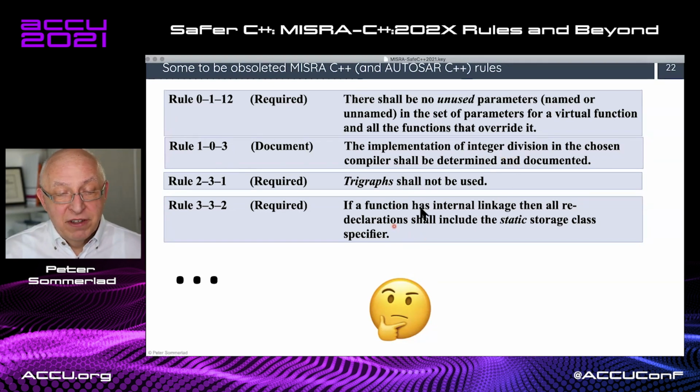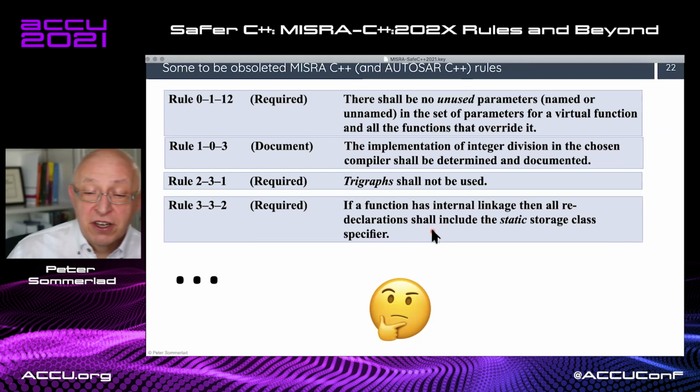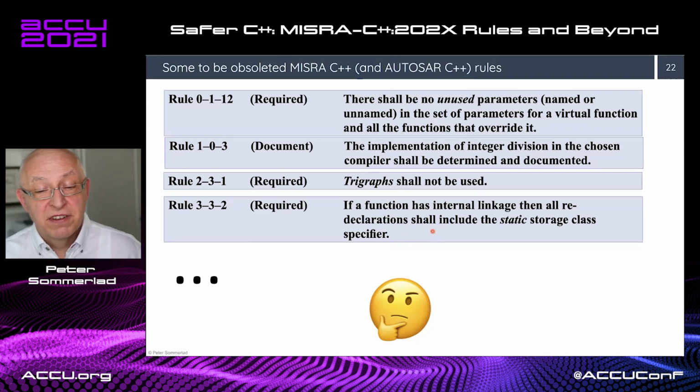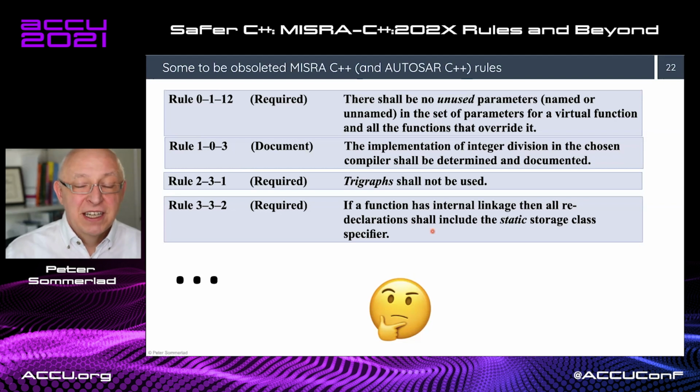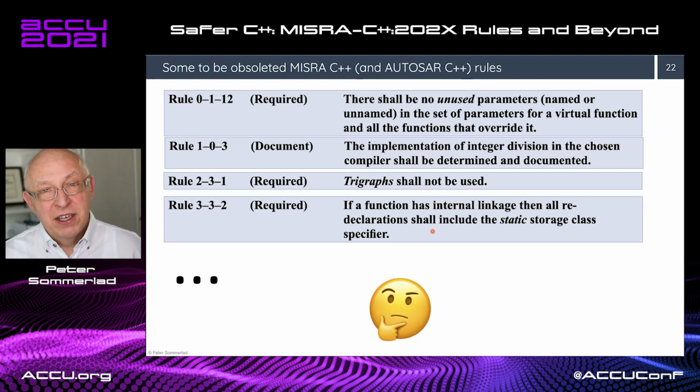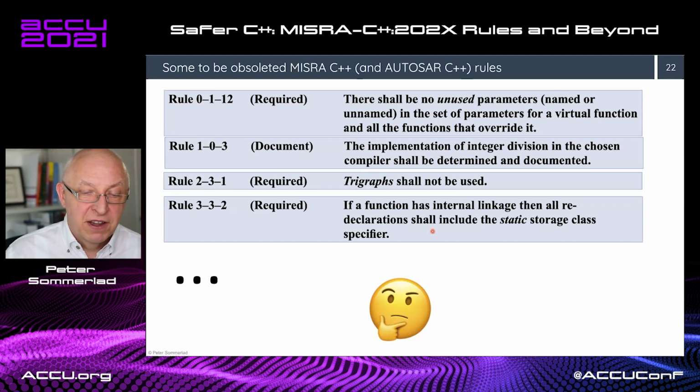For example, I recently worked on the phrasing: if a function has internal linkage, then all redeclarations shall include the static storage class specifier. That's old terminology for, okay, make a function that is not exported. And in C++20 with modules, you wouldn't say, okay, that's something that's not exported. In C++17, you would say, okay, instead of using static, we use an anonymous namespace to create a function without linkage. And that is a little bit how the actual phrasing is, to actually refrain from using static to specify free functions with internal linkage.